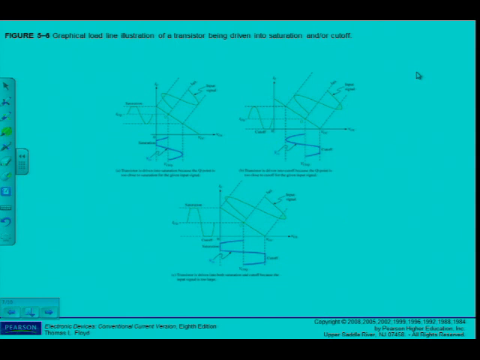Okay, here it is displayed. The cases that I've explained to you already. Here you can see the Q point is too close to saturation, and part of my signal is cut off there. Here it is too close to cutoff there, and in this case the input signal has been too large, even though the Q point's in the middle of the load line. I can see that I have clipping or distortion on both the positive and the negative alternations of my input signal.